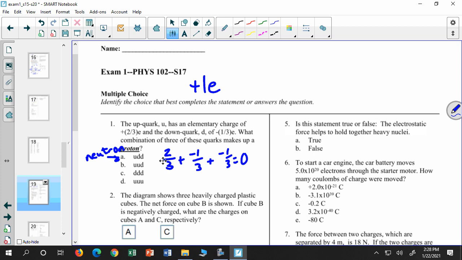Up, up, down. That's 2/3 e plus 2/3 minus 1/3. What does that equal to? 1. Right, so that's my answer because a proton has a charge of 1 fundamental unit, 1.6 times 10 to the minus 19, or 1 e.